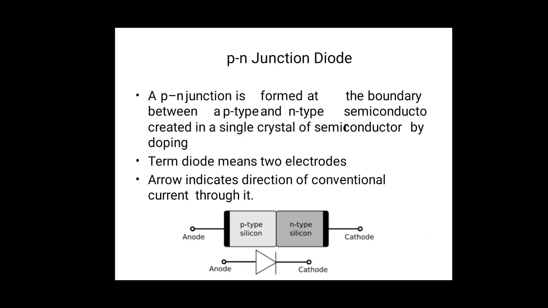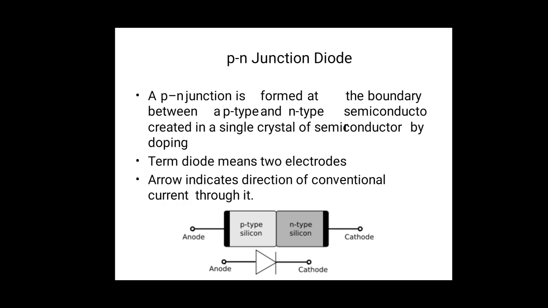What is a PN junction diode? A PN junction is formed at the boundary between p-type and n-type semiconductors, which is created in a single crystal of semiconductor by the doping process. What is meant by doping? Doping is nothing but adding impurities to the semiconductor. So a PN junction is formed by sandwiching p-type and n-type semiconductor, and hence the name PN junction.